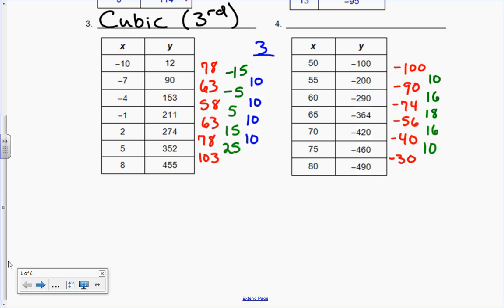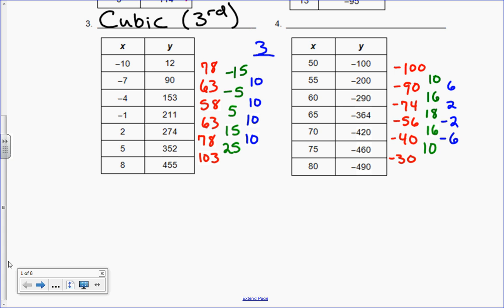You got 10 minus 16, that's negative 6. 16 minus 18 is negative 2. 18 minus 16 is positive 2. And 16 minus 10 is 6. Again, they don't match. Okay, make sure you don't choose these, even though you see the negatives. Negative 6, negative 2, 2, 6. Not the same numbers. So do it one more time.